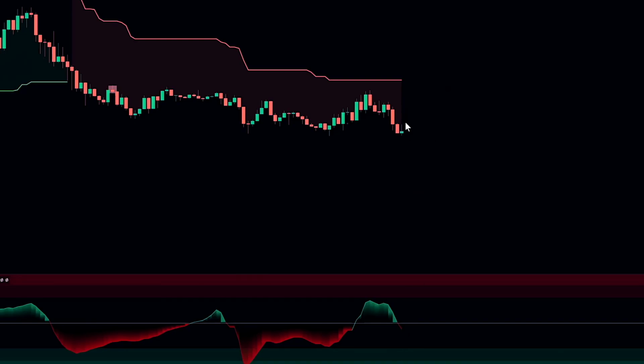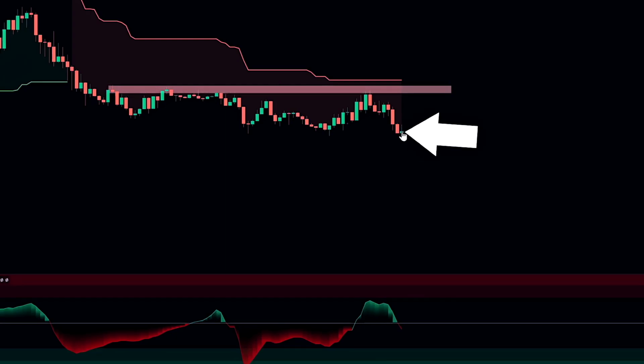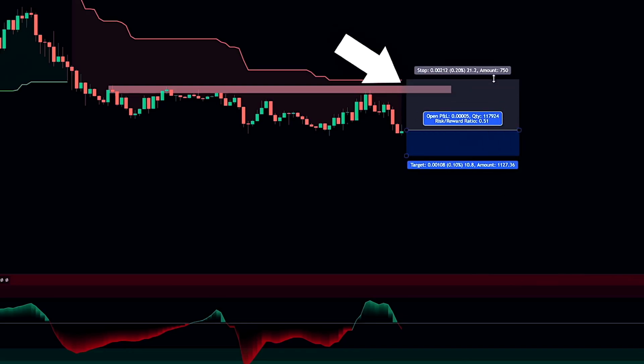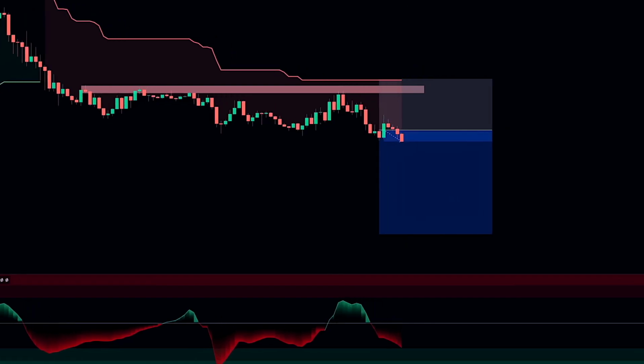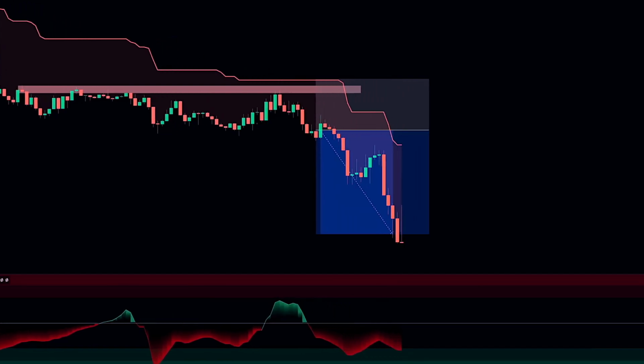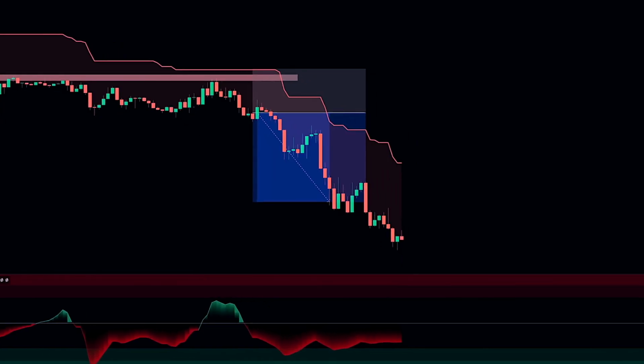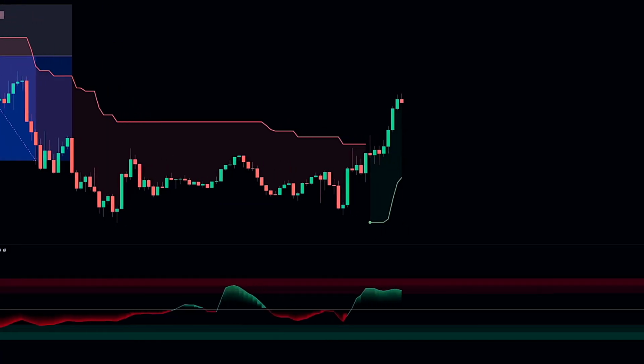Looking at price action, there was a clear resistance zone. Price retested it and rejected it just before our entry candle. That gave us all the confirmation we needed. We entered short, set our stop loss just above the resistance, and targeted 2 times risk for the take profit. Trade ran, and it hit TP.